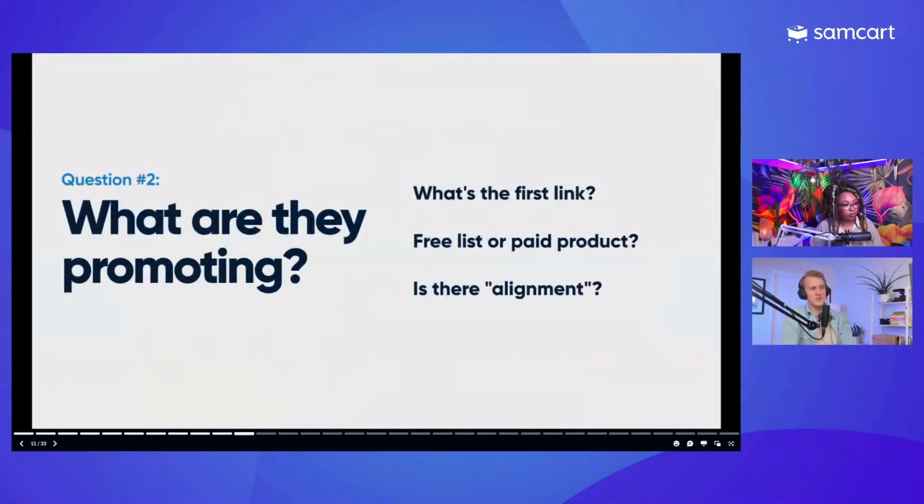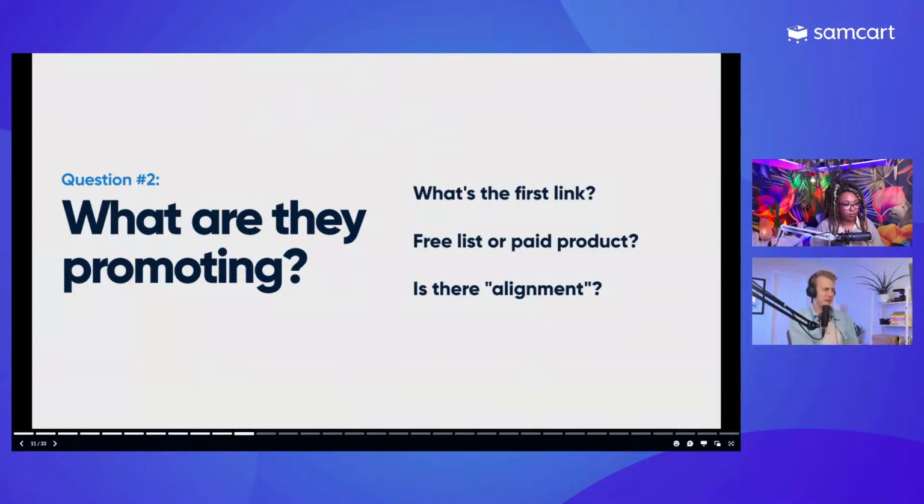So question number 2 goes to, what are they promoting? What's the first link? Is this a free thing? Is it a paid product? Usually we looked at the first link in the description or the first link in their Instagram bio. And then we ask the question, is there alignment? If I watch a Popeyes hot chicken sandwich video, one of his most popular videos, does he link me directly to maybe a blog post or a product about that specific video topic?